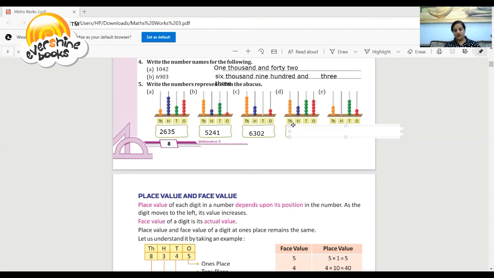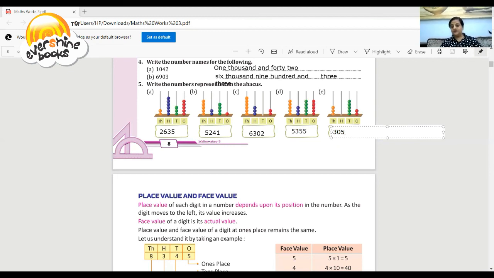1, 2, 3, 4, 5. So 5 balls at 1,000 place, 3 balls at 100 place, then again 5 balls for tens place. It means it is 50. Next is 5 balls again at ones place. So it is 5 only. So what we are going to say here, 5,355 on the abacus.